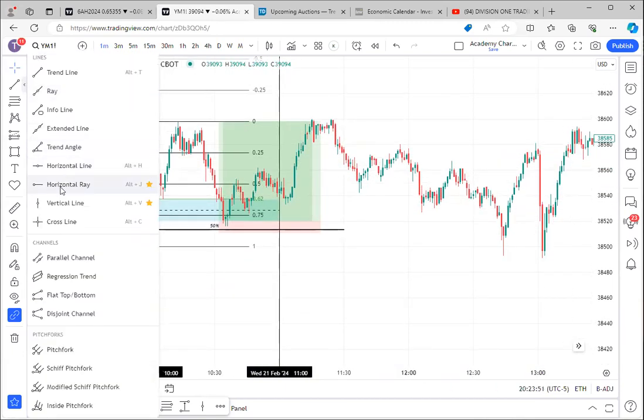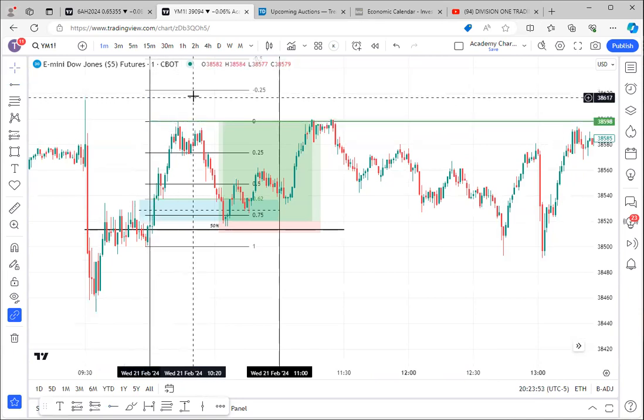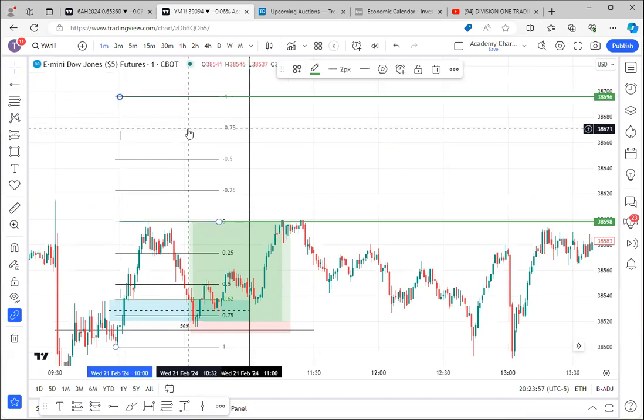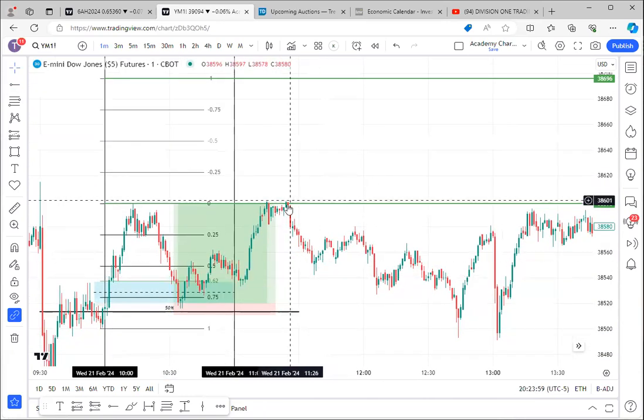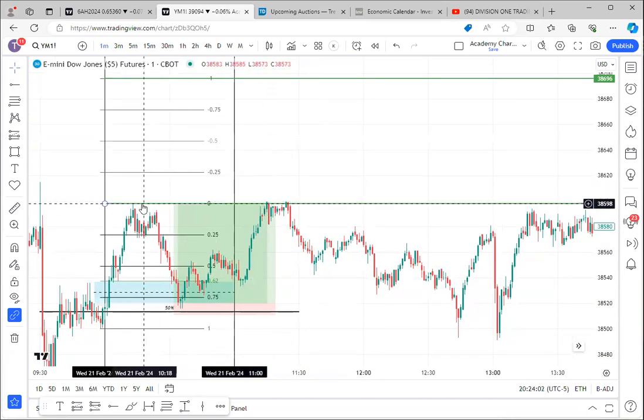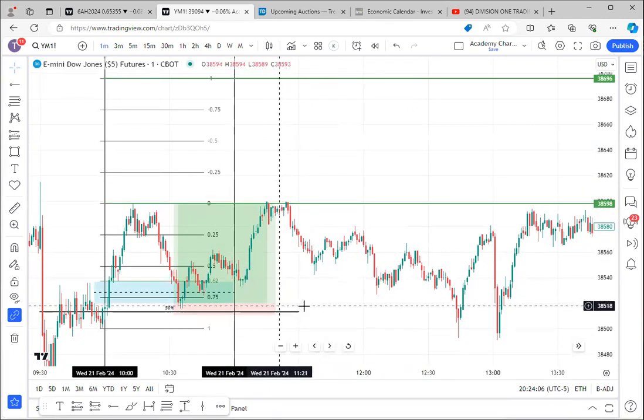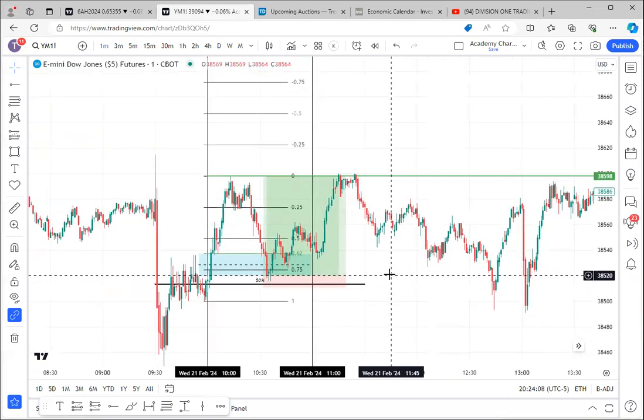And it would be the same thing. We want to secure partials here, and then we could aim for a potential full swing. This one did not play out. It ran to our target, took out that high, and then started rolling off, and eventually would have come down and either knocked us out at break even.